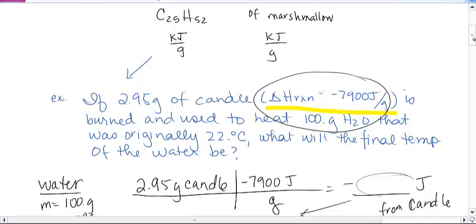Armin? Because everything we talked about today is a way to find this number on paper. No, because this was about a candle. But if instead this said, hey, if 2.95 grams of methane are burned and used to heat 100 grams of water, but we didn't go in the lab and get this number, you could get this number now. Because you could write a balanced equation for methane and look at that chart and do products minus reactants and find this number. So it's a way to get that on paper.